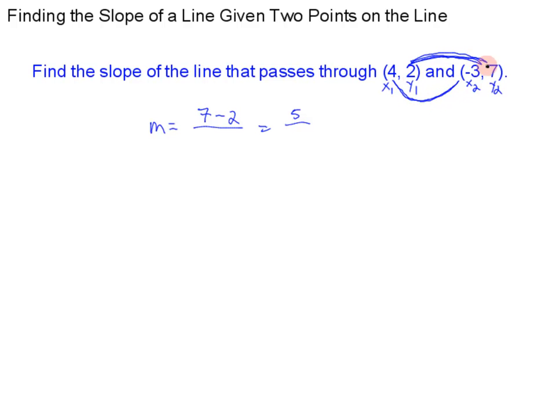And since I started with this 7 on the top, I need to start with negative 3 for this x on the bottom. So it'd be negative 3 minus this 4. And that's the distance between those two numbers. So I get negative 7. So the slope is negative 5/7 in this case.